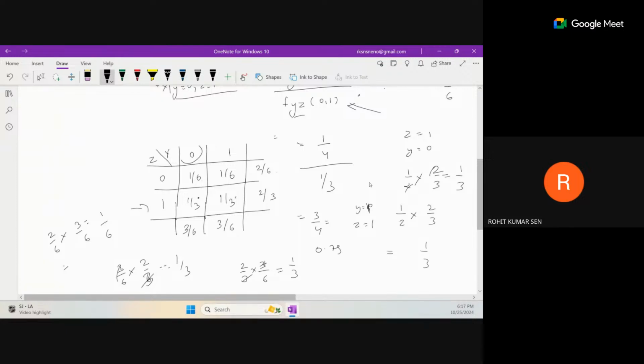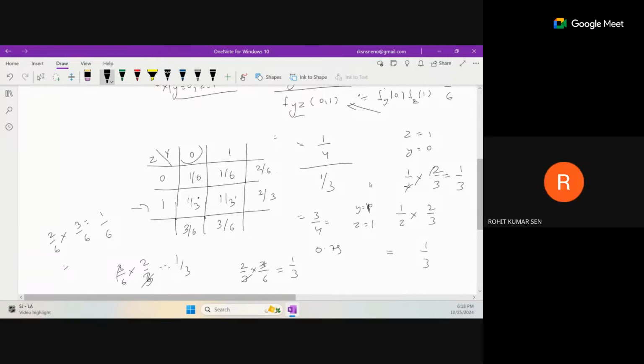So is this question clear to everyone? What I have done here is, either I can take the value from here, or you can write fy of 0, fz of 1. Both are equal. So if y and z are independent, does that mean that x, y, and z are also independent?